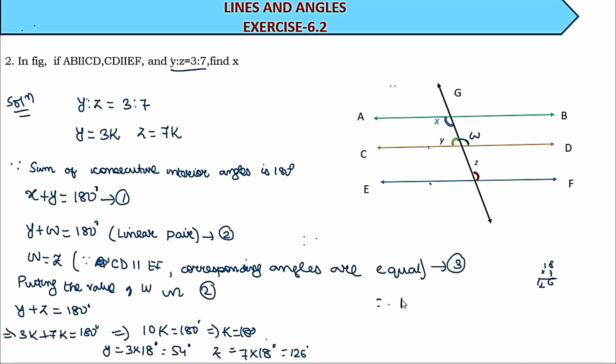So therefore, from equation 1, we have x, still unknown to us, plus y, which is 54 degree, equals 180 degree. So x equals 180 degree minus 54 degree, that is 126 degree, right? 126 degree. So the value of x is 126.